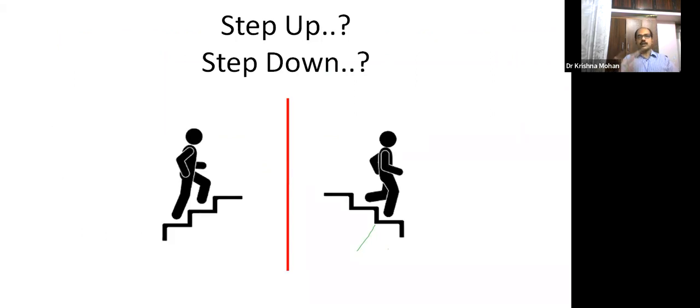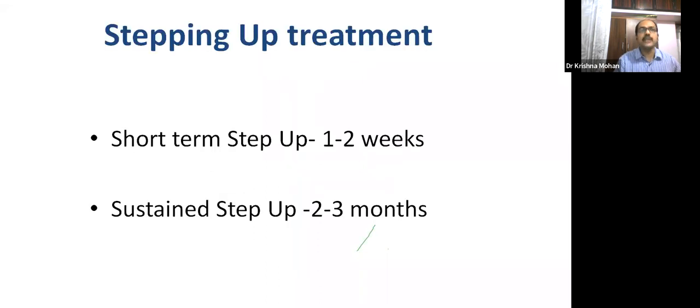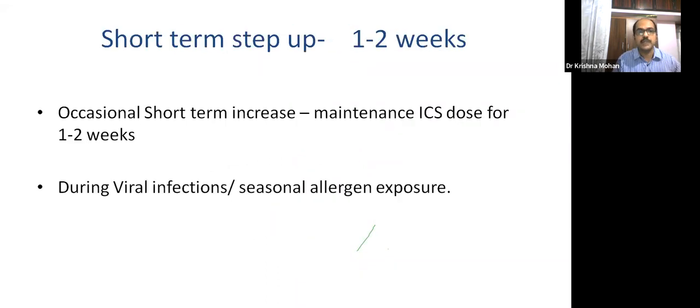Now, when to step up and step down, I already told. There is something called a short-term step up. That means, especially when the patient gets some viral infection, or if there is a chance of seasonal asthma. For example, in our place, during the monsoon, due to the cold climate, rain and all, there is a chance for an increased exacerbation. So for such periods, you can consider stepping up the treatment for a short term of 1 to 2 weeks.